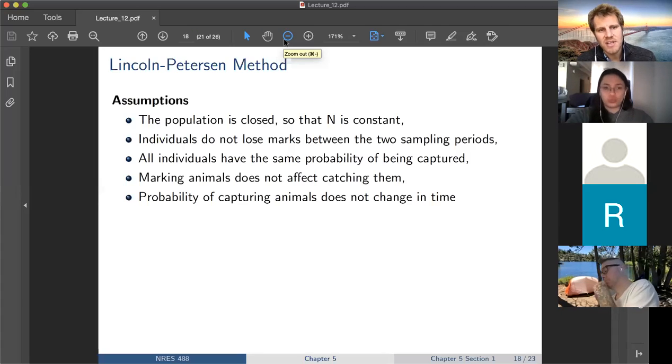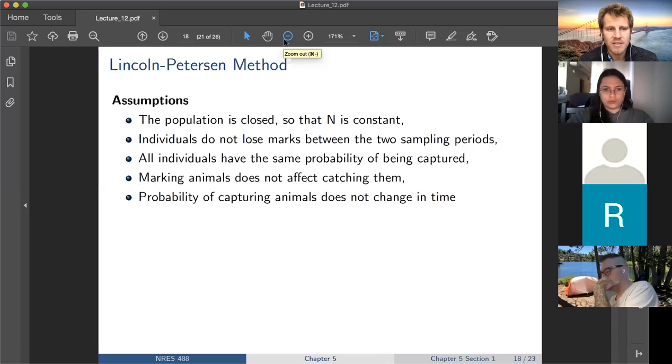So this assumption says individuals do not lose marks between the 2 sampling periods. If you have additional information that can tell you how many are lost, then you can supplement these models, just make them more complex, to estimate how many marks are actually lost. But that requires much more detailed information and further investigation.